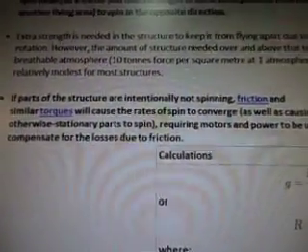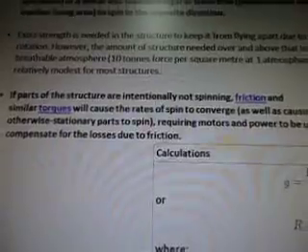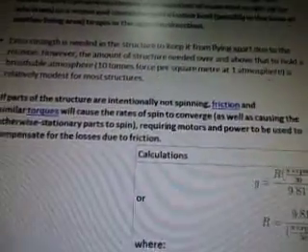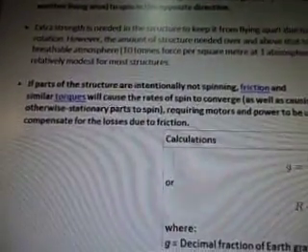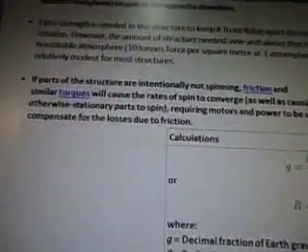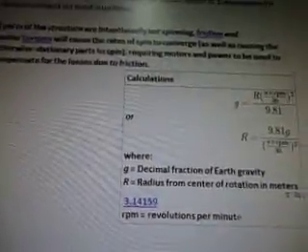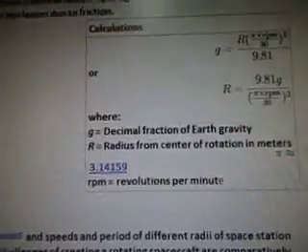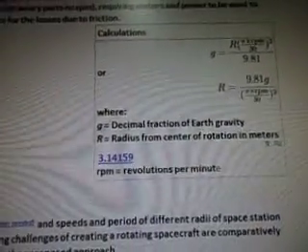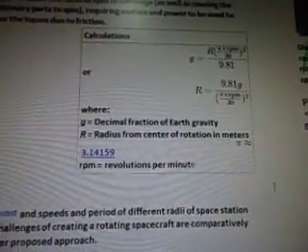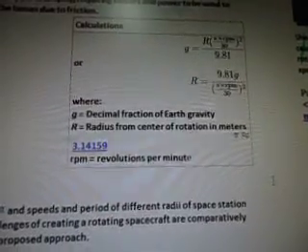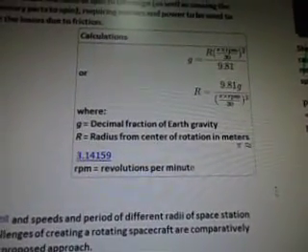If parts of the structure are intentionally not spinning, friction and similar torques will cause the rates of spin to converge, as well as causing the otherwise stationary parts to spin, requiring motors and power to be used to compensate for the losses due to friction. And there we have the mathematical equation again, where g equals the decimal fraction of Earth gravity, r equals the radius from center of rotation in meters, and RPM equals revolutions per minute, with pi being 3.14159.